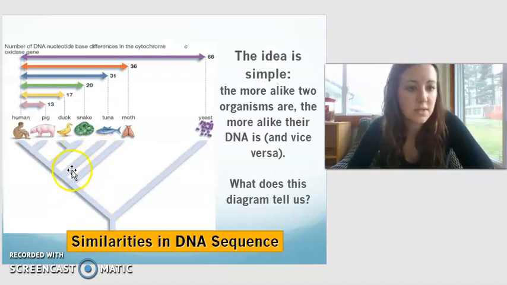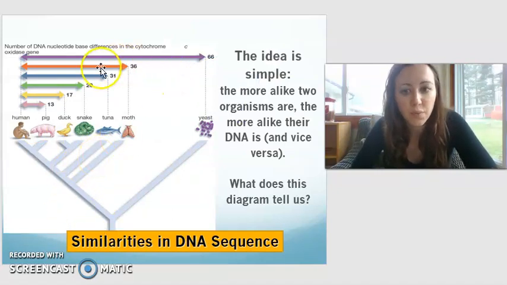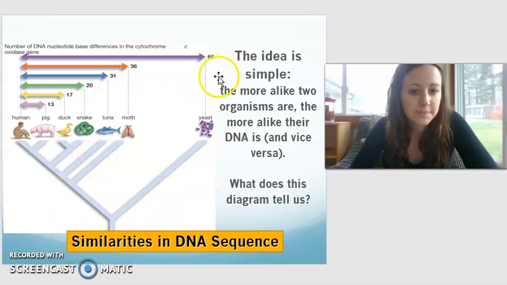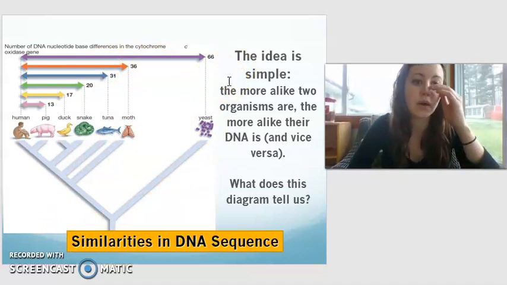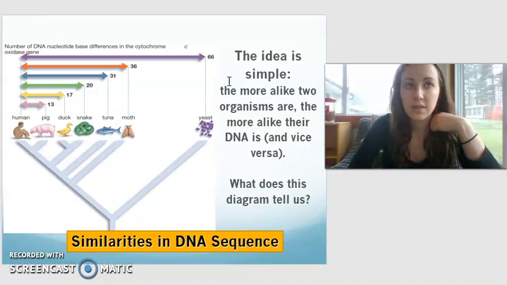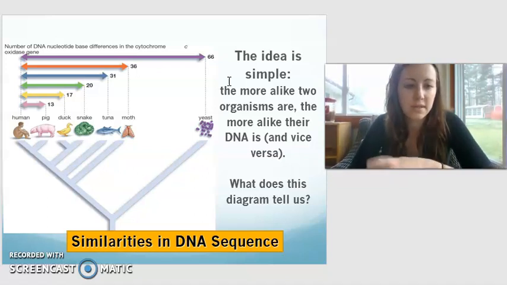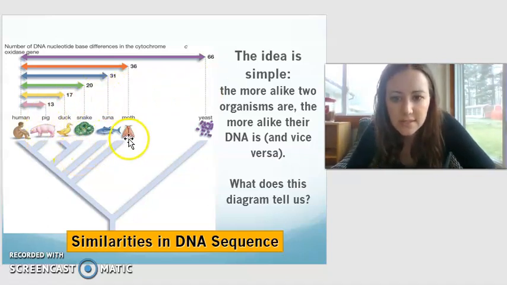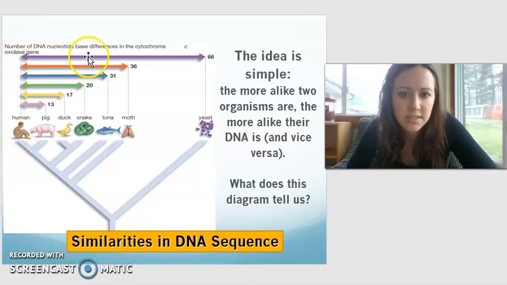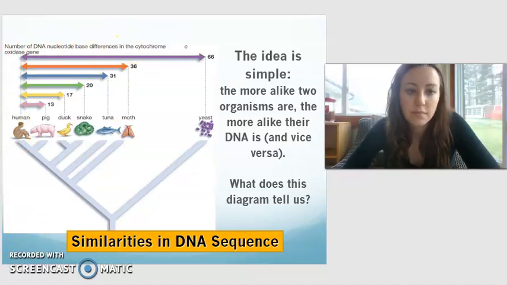Similarities in DNA sequence are also more evidence for evolution. The more alike two organisms are, the more alike their DNA is. If two organisms are not very closely related, their DNA sequence is going to be pretty different. If we look at this example here, let's look at the DNA sequence. This is the number of DNA nucleotide base differences in cytochrome C.